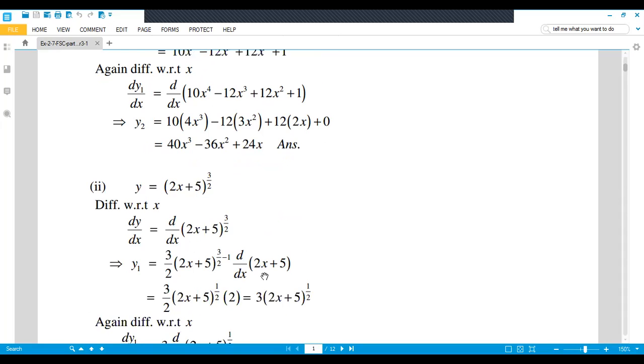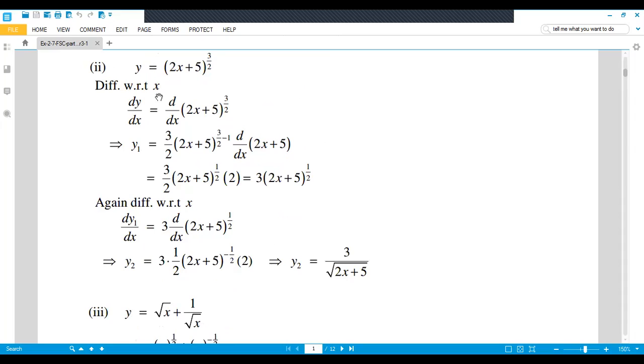Here in the second part, if you check, you are given y equal to 2x plus 5 whole power 3 over 2. So when you differentiate with respect to x, the power will come in the coefficient and from the power you subtract 1, you know that, and then take the further derivative, without power, of 2x plus 5. This 3 over 2 as it is, 3 by 2 minus 1, you get 1 over 2, and the derivative of 2x is 2 and the derivative of 5 is 0.